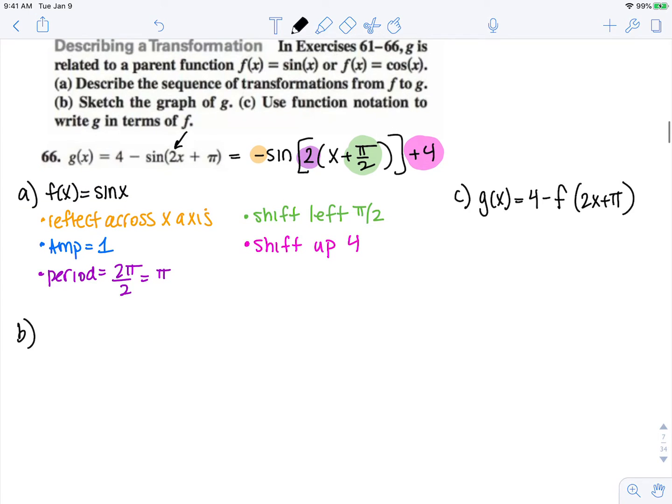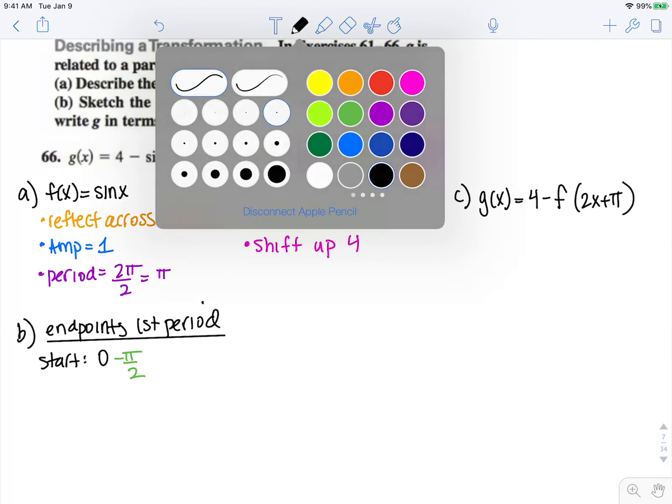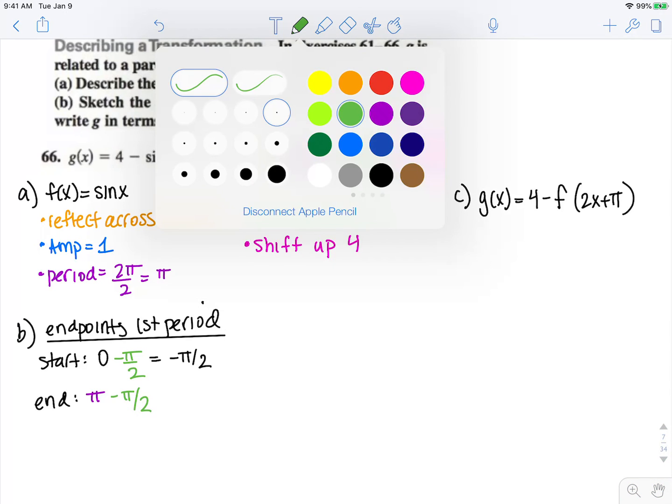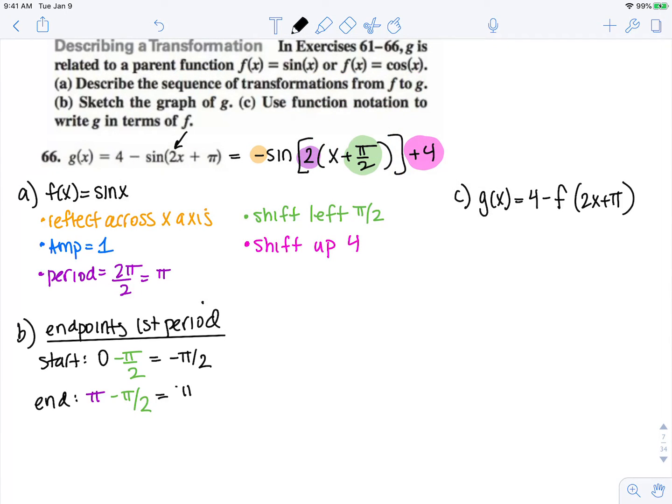So the first thing I need to find is my endpoints of the first period. So normally we would start at 0, but we're shifting left pi over 2. So that means we start at negative pi over 2. Normally we would end at the end of our period, which is pi, but we're shifting left pi over 2. So that means we're going to end at pi over 2.